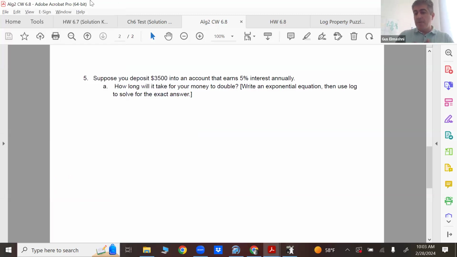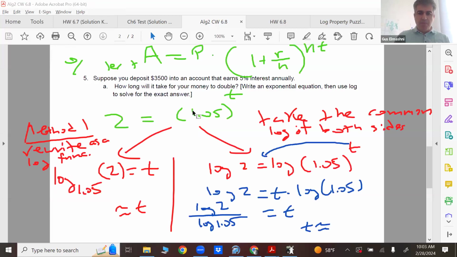Personally, I always did the second method when I was in high school. This is easy for me to understand. So whatever you guys are comfortable with, I'm totally fine with. But in each case we got 14.2 years. So it takes about 14.2 years to double your money.